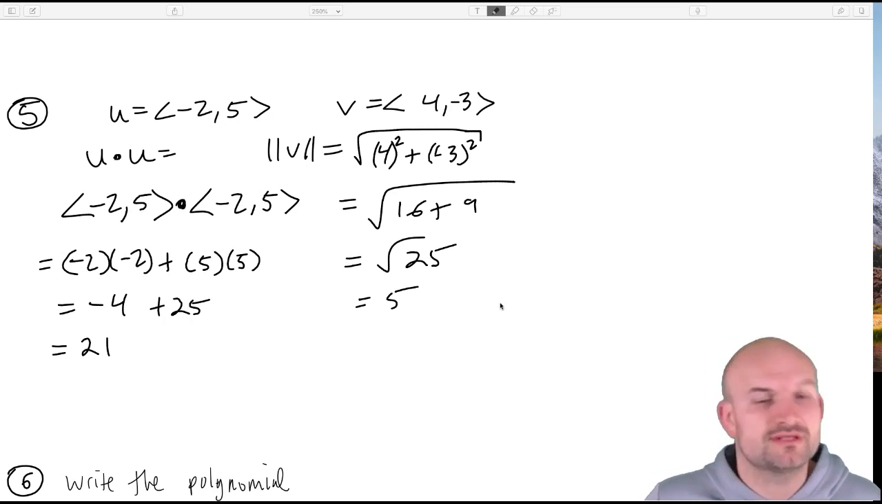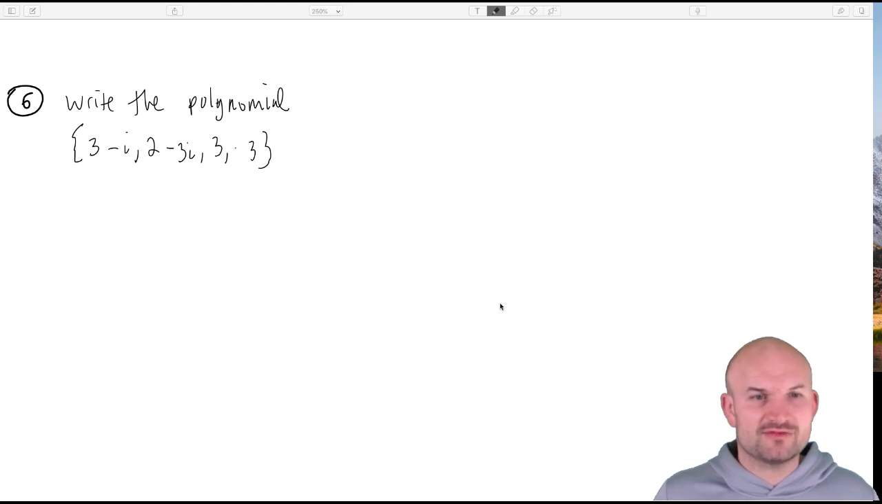It's a little bit lower still. Okay, all right. Next one is write the equation of the polynomial.